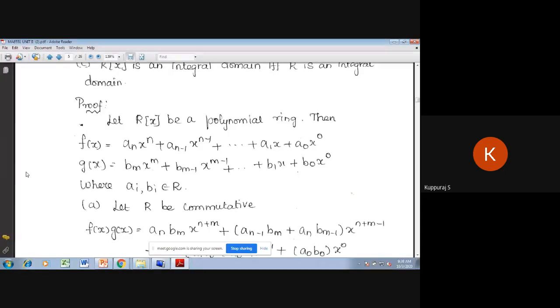Okay, so multiply, which means we assume we have taken the polynomials f of x and g of x. We have to prove f of x into g of x is equal to g of x into f of x. If I prove f of x into g of x is equal to g of x into f of x, then we can conclude that capital R of x is a commutative ring. So multiply f of x into g of x.